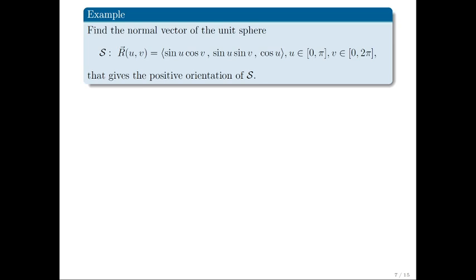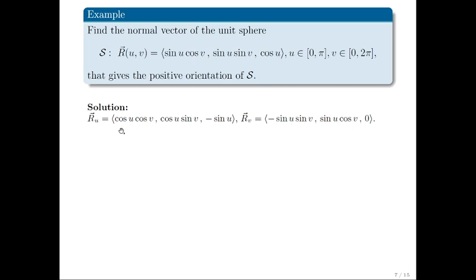So to do that, I'll get r sub u and r sub v. So we can easily find r sub u. Okay, r sub u is cosine u cosine v, cosine u sine v, and negative sine u, right? And r sub v would just be negative sine u sine v, sine u cosine v, and you have 0.